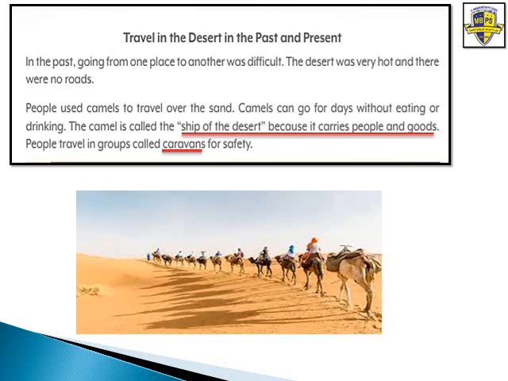The camel is called what? The ship of the desert. The camel is called the ship of the desert because it carries people and goods. People travel in groups called caravans for safety. So they like to travel in groups. Caravans for what? For safety.